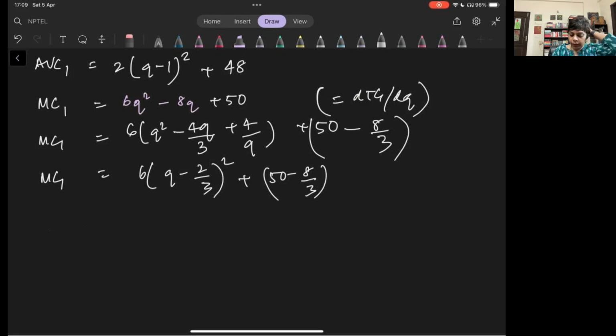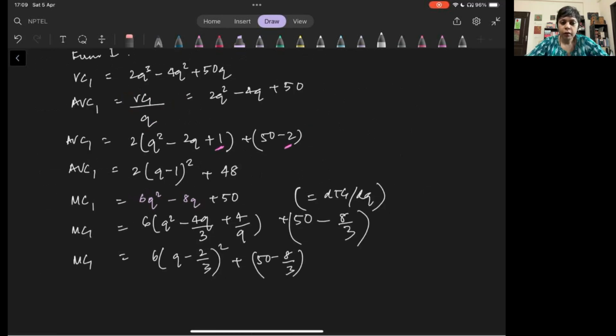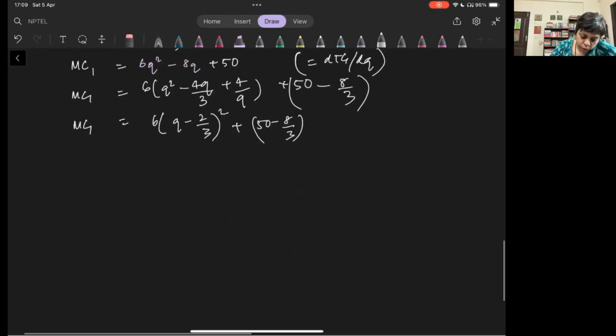Okay, so let's come back to where we were. Firstly, for firm 1, we've computed the average variable cost curve and the marginal cost curve. Now we see that both these functions reach their minimum at respectively q equal to 1 and q equal to 2 by 3, which means that the average variable cost curve is to the right. And let me draw this. This is a rough diagram.